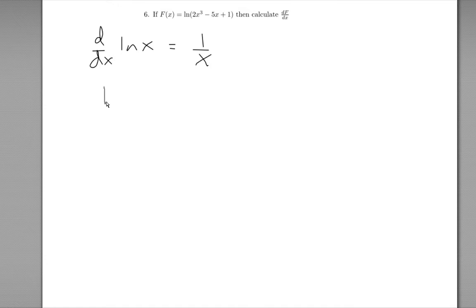So instead, I'm just going to give that a name. I'm going to call this stuff inside the ln h. So h is equal to 2x cubed minus 5x plus 1, which means the thing that we are supposed to take the derivative of now looks like ln h, because h is all of this. I'm going to give this a name too. I can call it whatever I want. I'm going to call it, say, g. This is a special function. g is just ln of h.